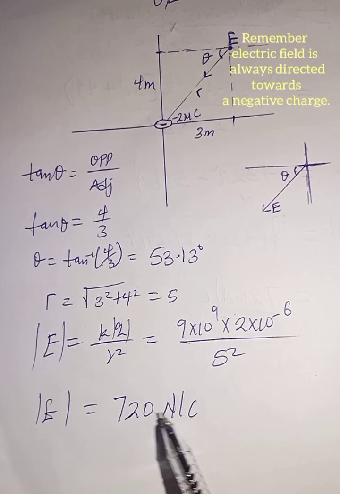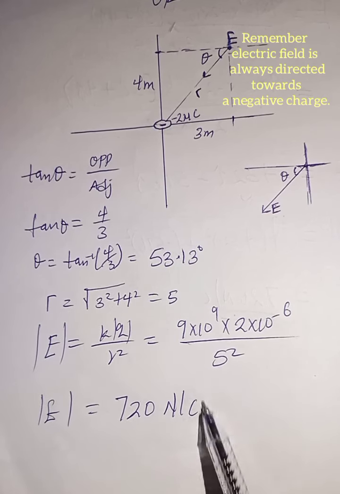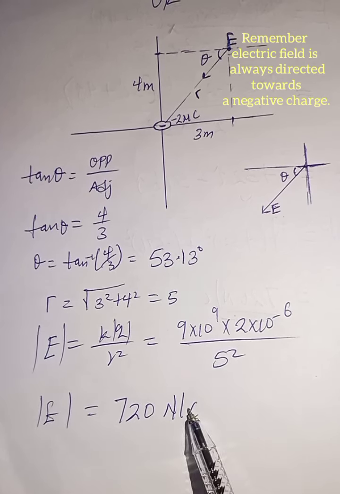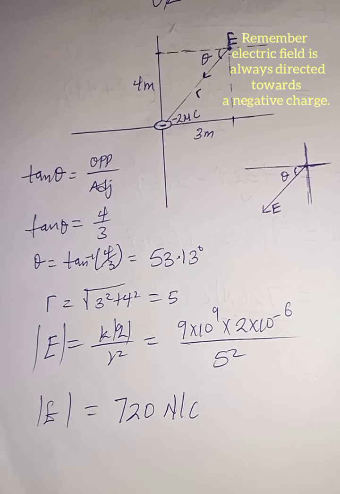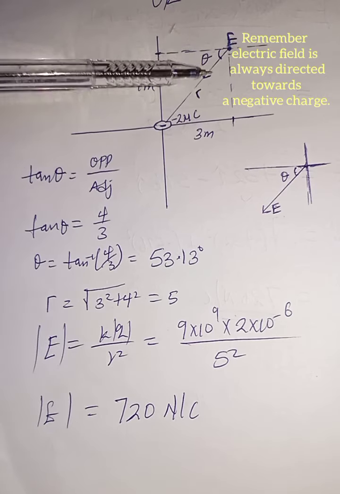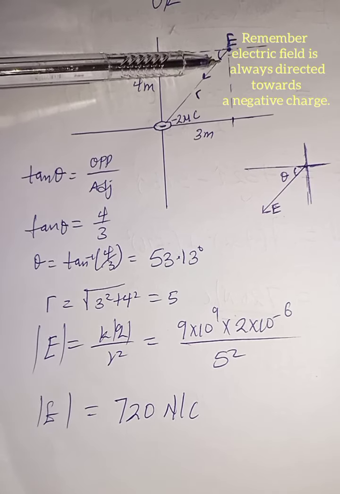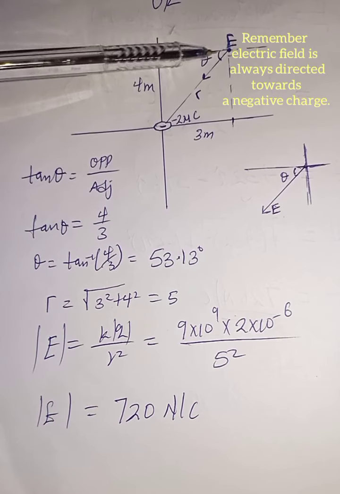We're going to have 720 Newton per coulomb. Remember, this was the magnitude of the electric field we got. So to get the direction now of this electric field, you just check what is the angle between this one and this horizontal.